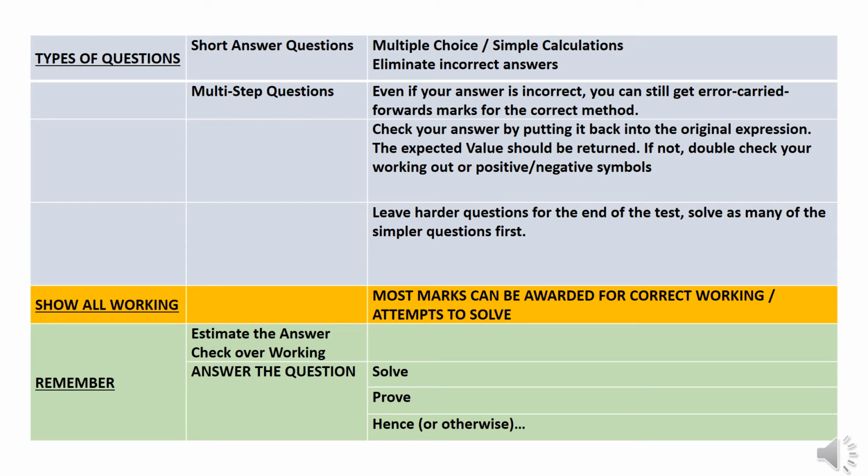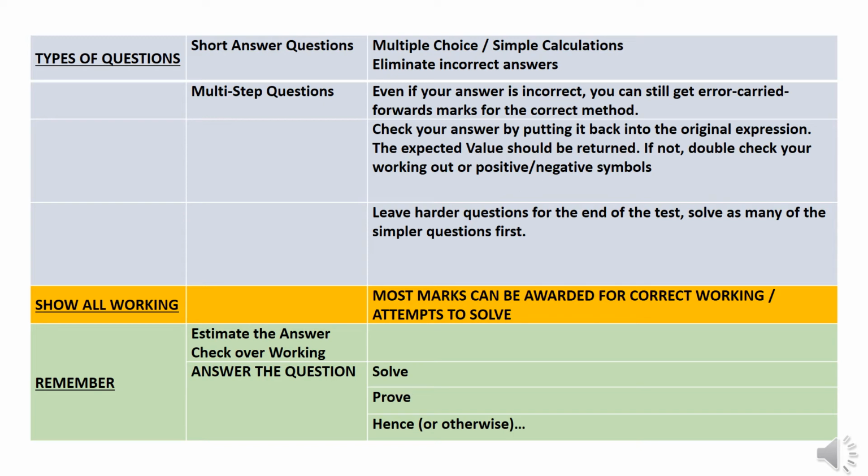Multi-step questions are more complicated as they come in a variety of styles. If a question requires you to use an answer from a previous section, even if you know your answer is incorrect, you can still get marks for using the correct method in further questions, as you're using an incorrect value, but you're using the correct formulae.